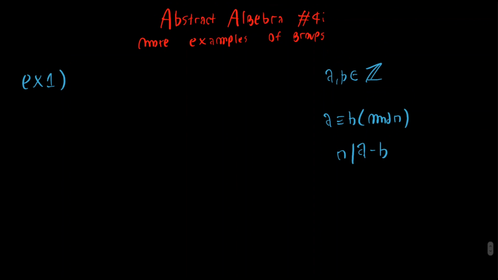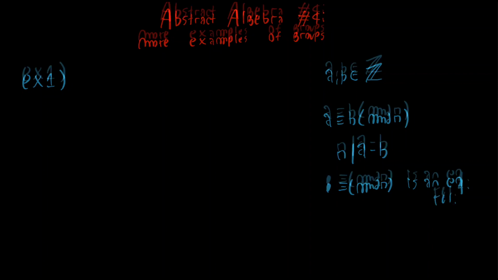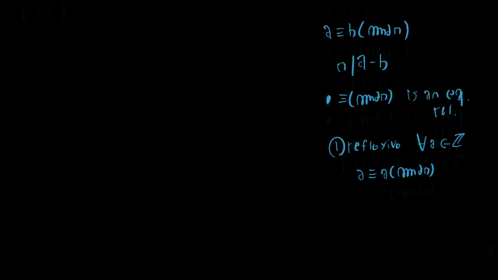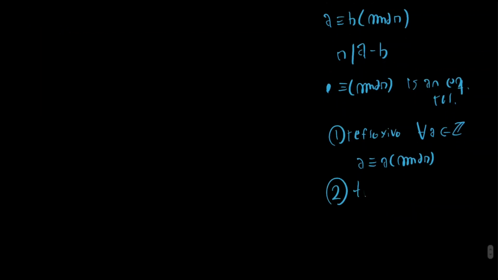So this congruence mod n actually has quite a lot of nice properties. In particular, the first one of them is that congruence modulo n is an equivalence relation. So in other words, it is reflexive. So for all integers a, a is congruent modulo n to itself. It is transitive.